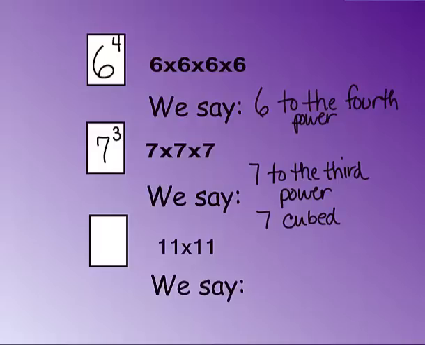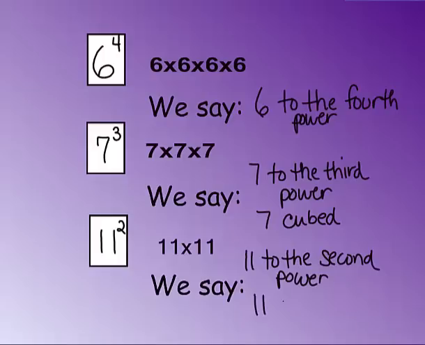Let's look at our last example. The base here is 11. The exponent tells me how many 11s I'm going to multiply. And in this case, 2. The way we say this is 11 to the 2nd power. Like the example above, there's another way to say this one, and it's 11 squared. The exponent is 3 or the exponent is 2. Those are the only ones that have a special way of saying them.